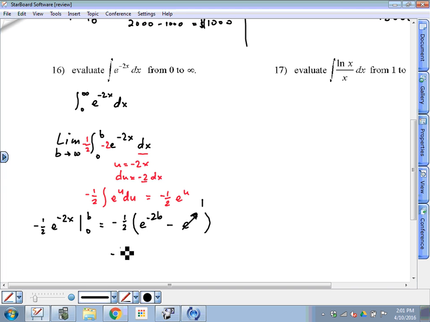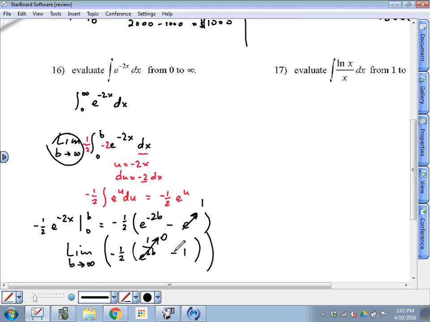So we've got negative 1/2 times e to the negative 2b minus 1, and originally we were taking the limit of that as b approaches infinity. So e to the negative 2b, I'm going to rewrite that as 1 over e to the 2b. As b approaches infinity, e to the 2b becomes a larger and larger quantity. 1 over an increasing quantity approaches 0. So this approaches 0 as b approaches infinity.